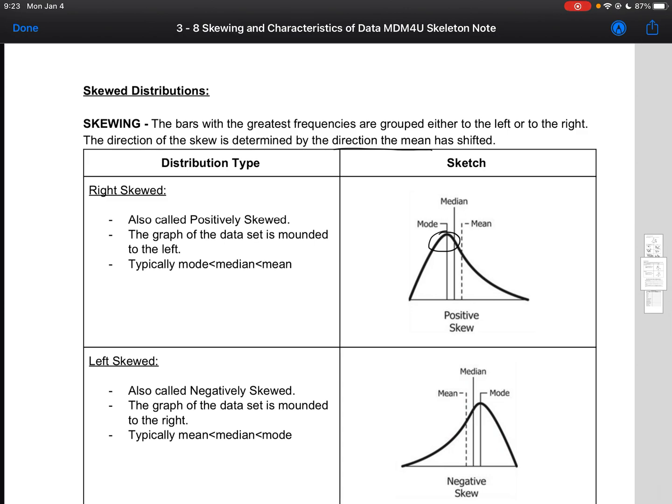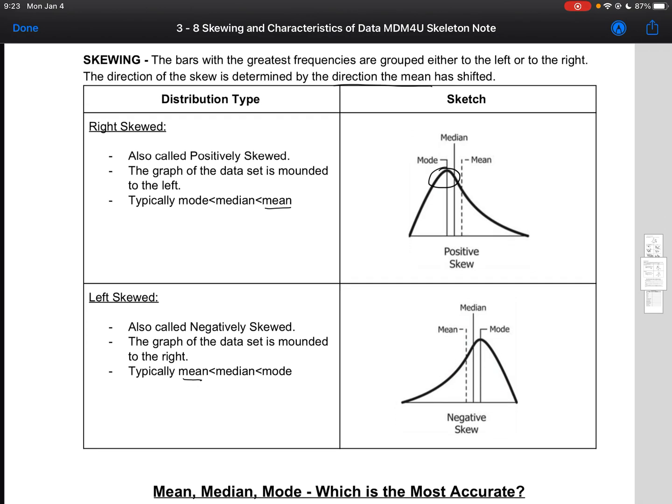In a left skewed graph, which is also called negatively skewed, the graph of the data set is mounded to the right. Typically in this scenario, the mean is less than the median, is less than the mode. So if the mean is the least, that is usually left skewed or negatively skewed. If the mean is the greatest, usually that is right skewed or positively skewed data.